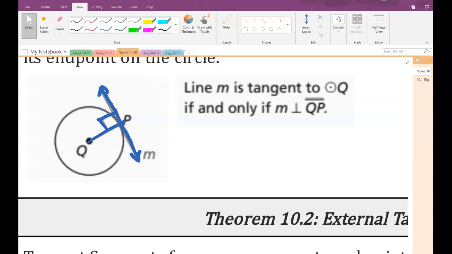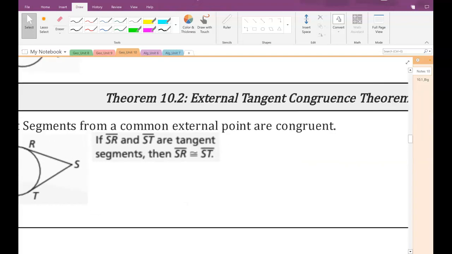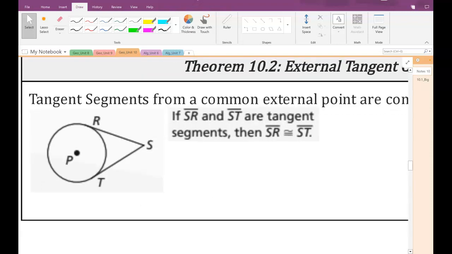The second theorem, the external tangent congruence theorem, is that if you have two tangents coming off a circle and they have a common endpoint, so tangent SR and ST both have a common endpoint S, then SR is congruent to ST, or they're the same length. Here we're already assuming that these two are tangents, and if they have the same endpoint, then the lengths of our tangents are congruent.